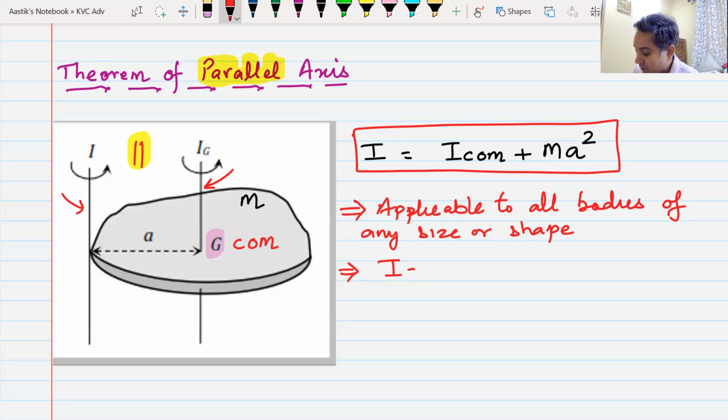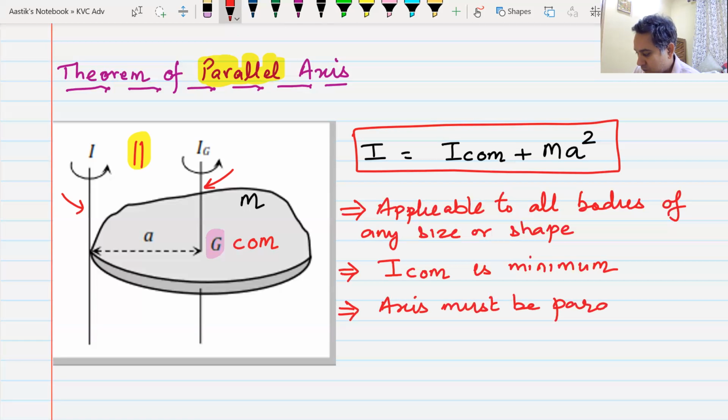Moment of inertia about the center of mass axis is minimum, because about any other axis it is this plus something. Do we understand this? Yes, sir. The two axes must be parallel. If they are not parallel, then this theorem cannot be applied.